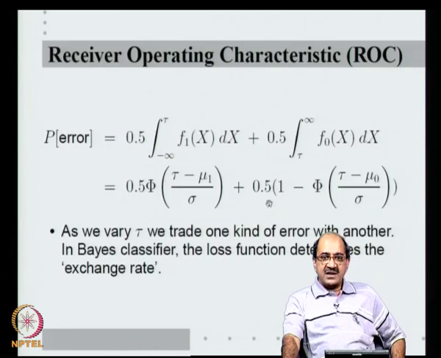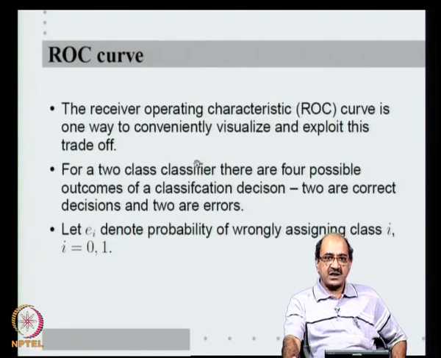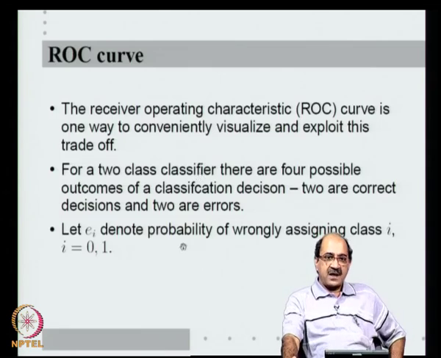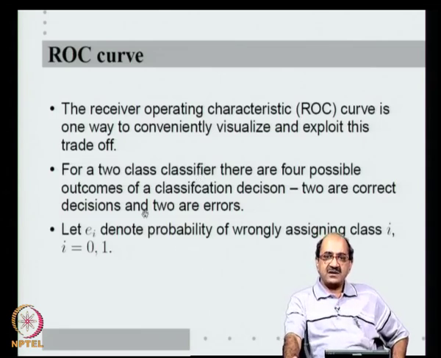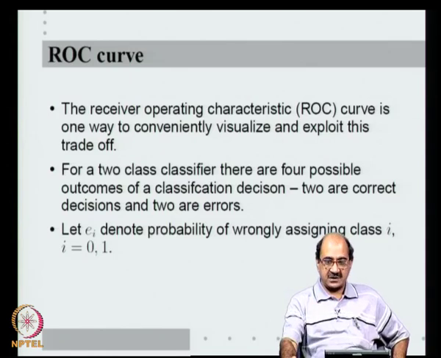We can actually look at it in more general terms as follows. The so-called receiver operating characteristic, I will shortly come to where this name comes from, is another way to conveniently visualize this trade-off. When we have a two-class classifier, there are 4 possible outcomes of a classification decision. I can call either 0 or 1, and the true class can be either 0 or 1. So, there are 4 possibilities, 2 of them are correct decisions and 2 of them are wrong decisions.